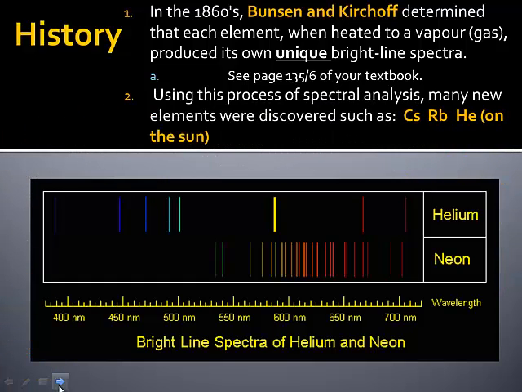Using this process of spectral analysis, where we analyze the light that's given off by specific elements, many different elements have been discovered which we didn't even know existed, such as helium. It's very difficult to think about, well, how do we even know it exists? Well, this is why. We know that it gives off a specific pattern of light, and that tells us that it is an individual element which is separate than the others.